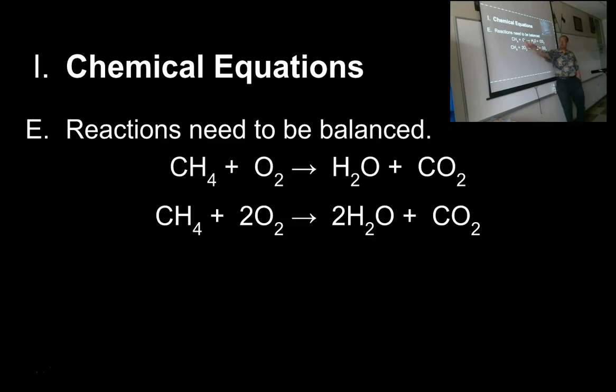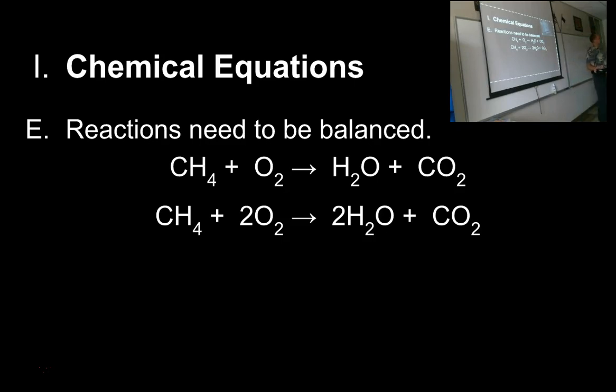In the original equation, I had 2 oxygens, and here I had 1, 2, 3. Well, 3 and 2 are not the same. But when I multiplied my water molecule here by 2, I also gave myself 1 more oxygen. So now I have 1, 2, 3, 4 oxygens, and originally over here only 2. So I've got to add another coefficient in front of the oxygen so that I have 2 molecules of oxygen, and I have a total of 4 atoms of oxygen on the left in the reactants, and 4 atoms of oxygen on the right in the products.